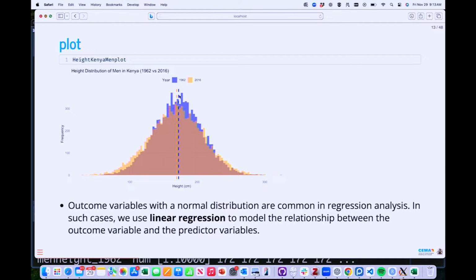Now there are two lines here. One line is the line of 1962, and you see it's a little bit ahead of the orange one. And here, what is showing you is exactly what was described in that newspaper article. That if you look at the population of men in 1962 and the population of men in 2016, the average height of men in 2016 is shorter compared to, but this is a normal distribution. Then you might ask yourself, what is responsible for this observed pattern in data?